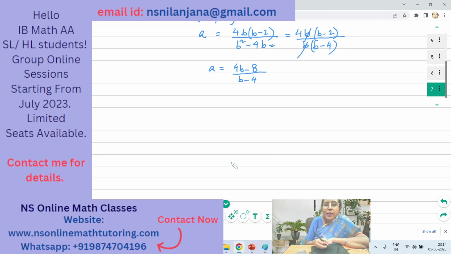So we have seen that we need 4b minus 16. So since we need 4b minus 16, I will be writing 4b minus 16. And since I am writing minus 16, I have to add plus 16 because otherwise the value will be getting changed. I needed 4b minus 16, so I have written 4b minus 16. But since I have added minus 16, I have to add plus 16 as well. So plus 16 and there was minus 8 over b minus 4.